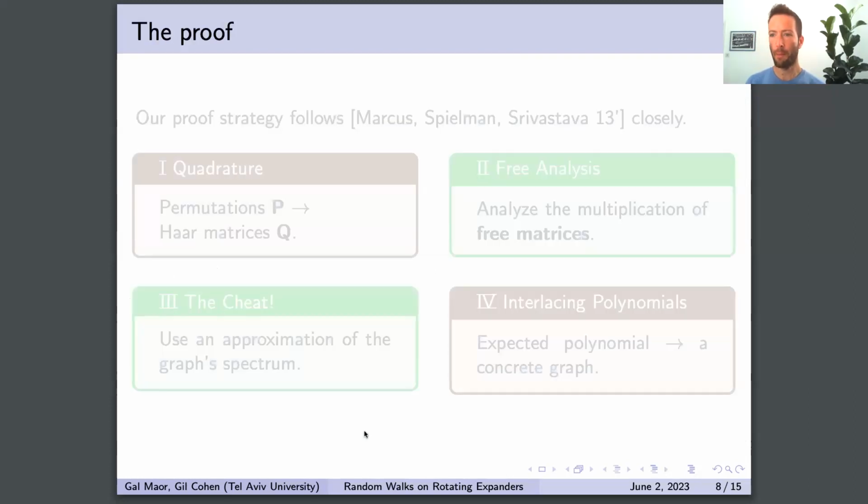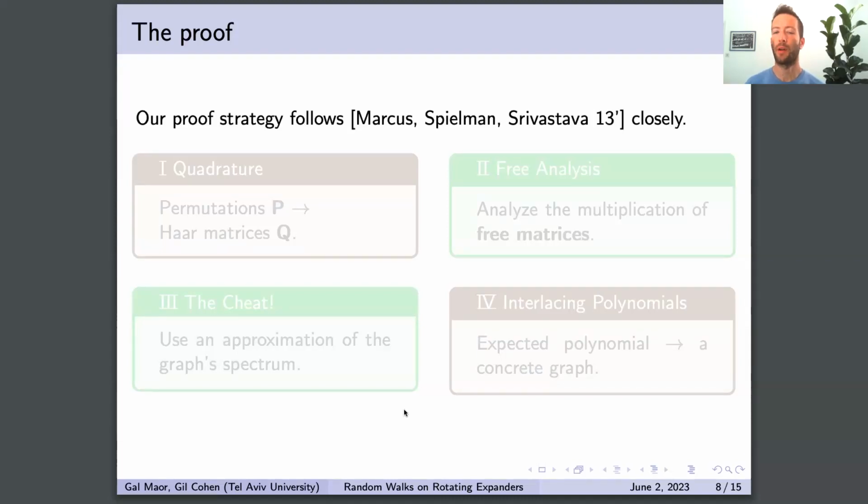Now we move to talk about the proof. And I first want to mention that our proof strategy closely follows a sequence of amazing works by Adam Marcus, Daniel Spielman, and Nikhil Srivastava. If you're familiar with their work, some of the ideas here may sound familiar to you.